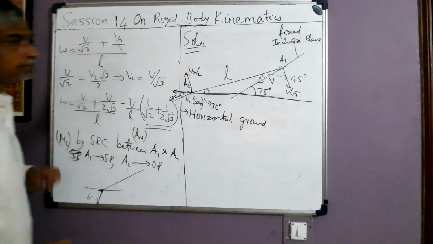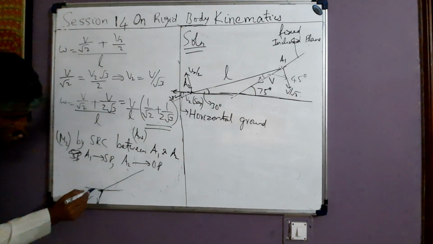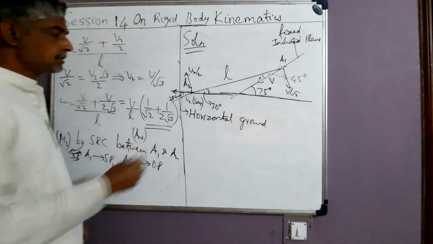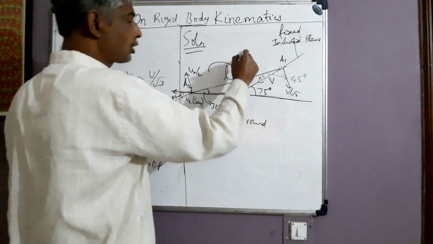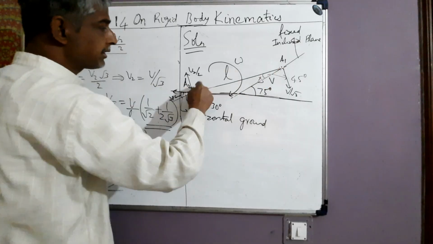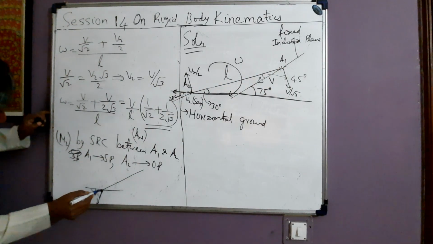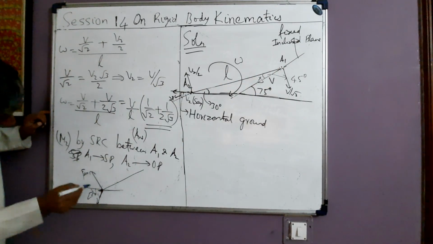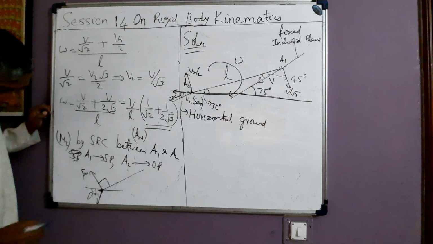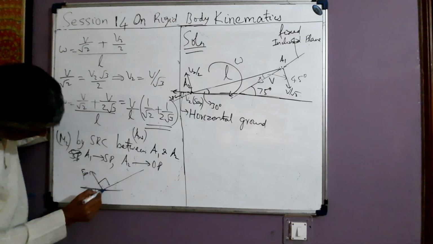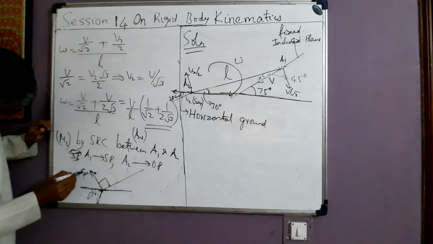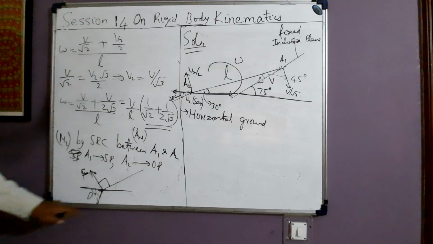V I give. This V makes an angle of 75 degrees with the horizontal. Now I write down the sentence. Since omega of rod is clockwise, A2 moves in a clockwise circle with center at A1 and radius L. So for this I give a speed omega L to A2 at right angles to A1, A2. This I give omega L. And this is V.